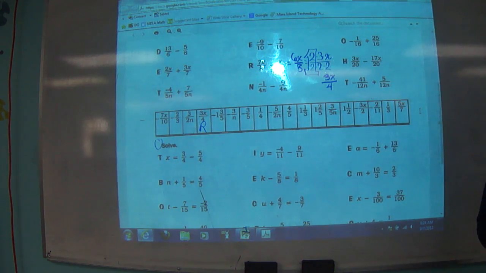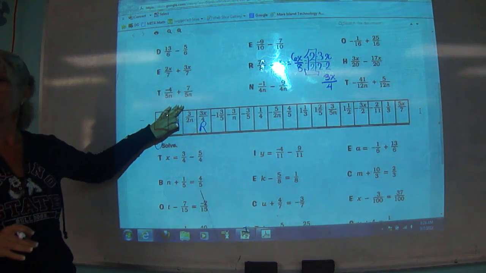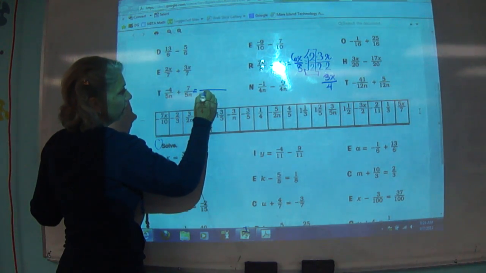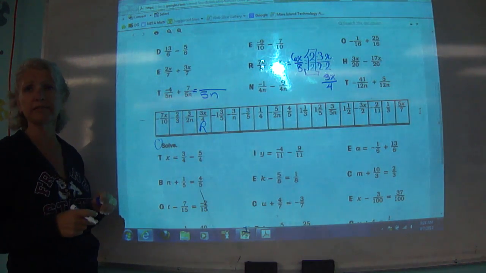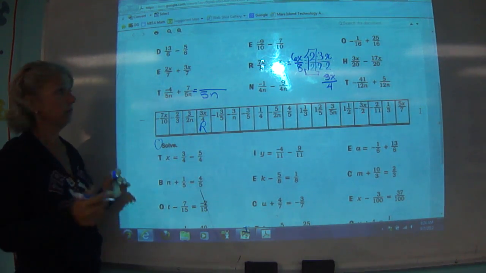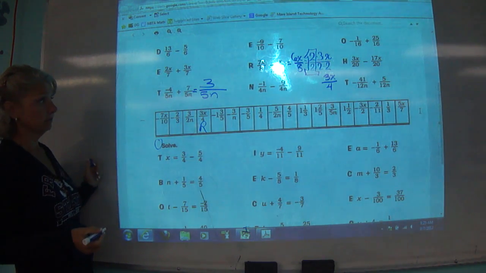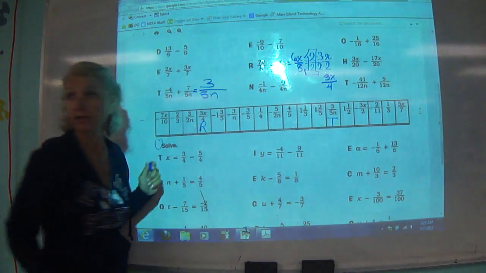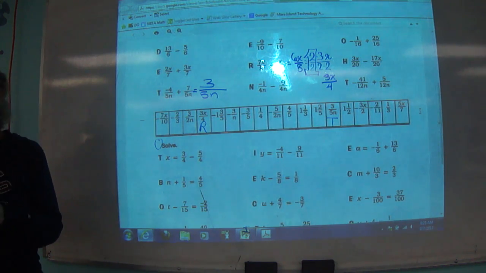But wait a second, what if it's in the denominator? It's got a common denominator. Start the same way. 5n is in the denominator. What's negative 4 plus 7? 3. Guess what? You're already done. T. You found your answer. Don't panic. Relax. Is it that hard?